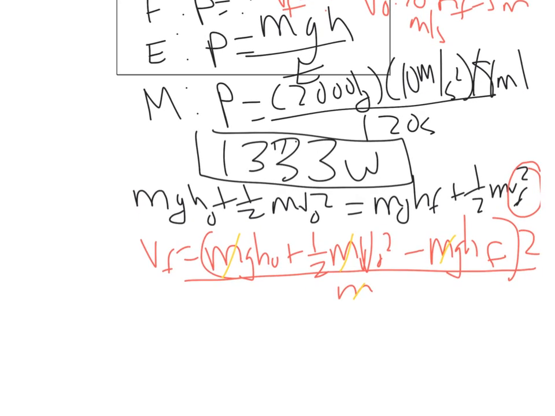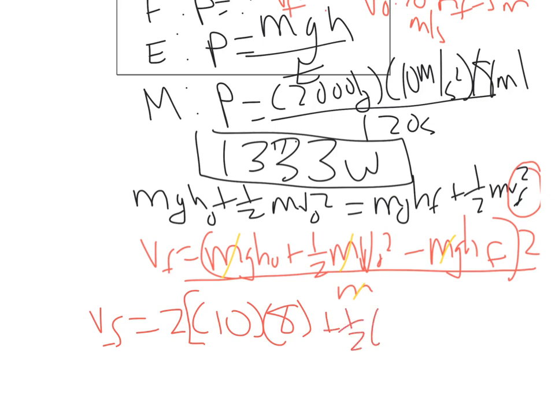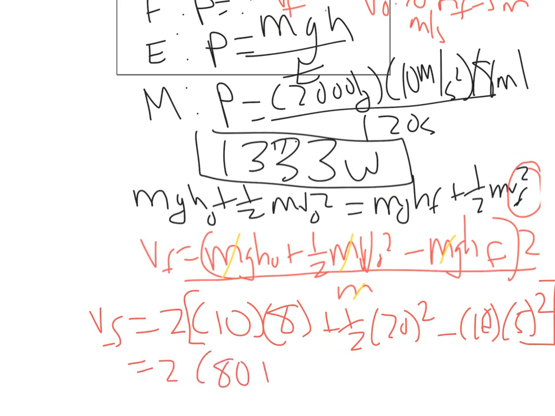So what do we end up with? Let's see here. So we've got vf is equal to 2 times 10 times, well, let's put a bracket around that, 2 times 10 times h naught, which I think was 8, right? Plus 1/2 times 20 squared minus 10 times 5 squared, right? And bracket. There we go. So let's plug things in. So we've got 2 times 80 plus 20 times 20 is 400. 400 divided by 2 is 200.